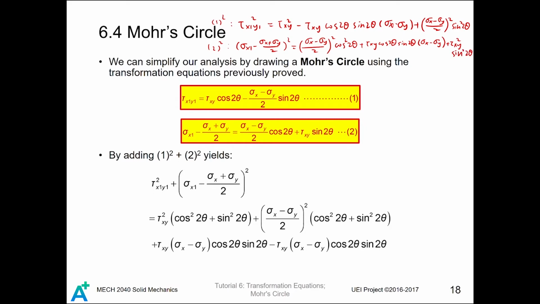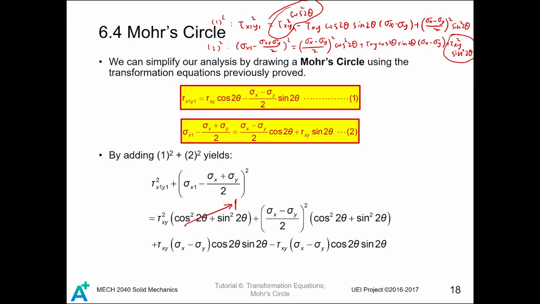Then for the left hand side, it is combined to be something like this. Sorry, here it should be cosine 2 theta squared. Okay, so I missed this term. For tau xy squared, we first take out tau xy squared, and then we combine those two terms together. Then we have something like this. And obviously you can observe that this term automatically becomes 1.